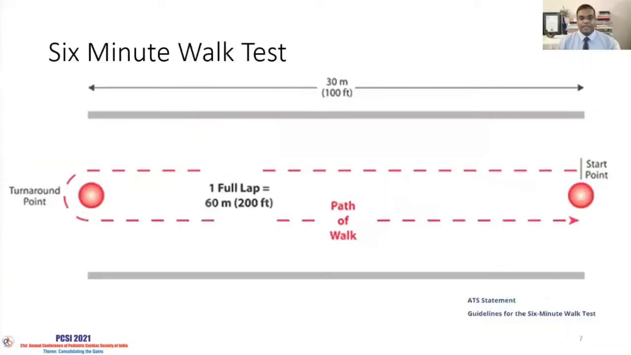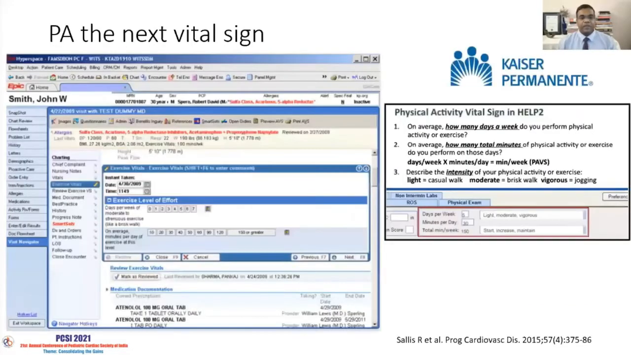The 6-minute walk test is a simple test that can be done in our clinics, and all you need is a 30-meter walkway. Patients are asked to walk for 6 minutes as far as they can, and the distance is measured. Heart rate, oxygen saturation, Borg rating of perceived exertion can all be monitored before, during, and after the test, and patients have the provision to take a rest if they need to in between.